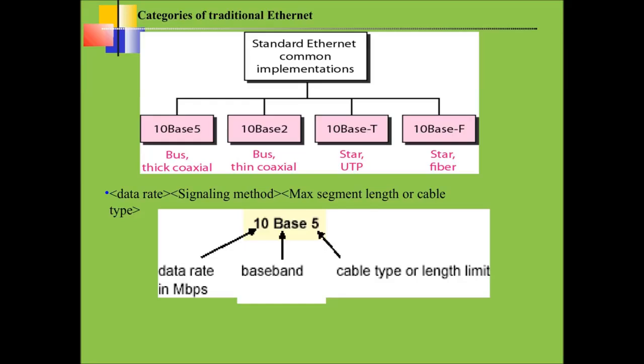What is basically 10? What is base? What is 5? So 10 is data rate. Data rate means data transmission speed, so in megabits per second. So what is base? This is used for baseband. There are two concepts in networks, baseband and broadband, and base is used for baseband. And what is 5? This is basically cable type or length limit. It means after some specific distance, signal quality will be degraded, and we have to use amplifiers or repeaters. So this is basically the length limit.